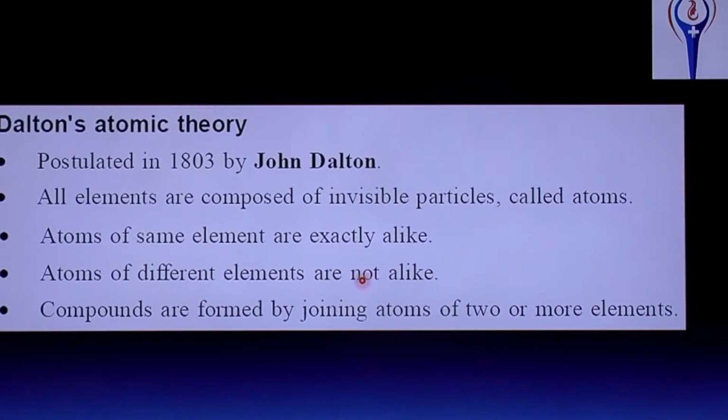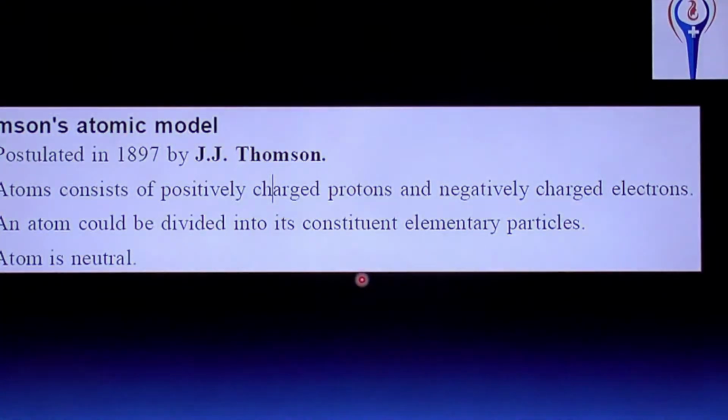Next theory, Thomson's atomic theory. Thomson's atomic model, postulated by J.J. Thomson. According to him, an atom consists of positively charged protons and negatively charged electrons. J.J. Thomson only discovered electrons. An atom could be divided into its constituent elementary particles, and the atom is neutral.